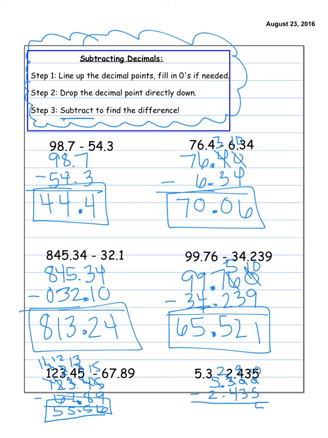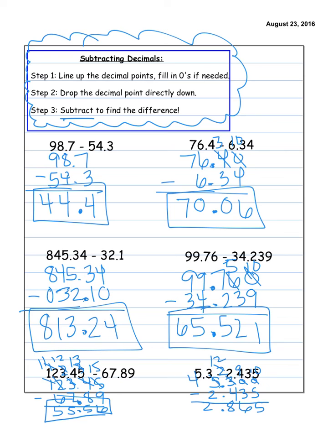10 minus 5 is 5. 9 minus 3 is 6. And then take that away from there. So 4, 12. 12 minus 4 is 8. So 2 and 865 thousandths.